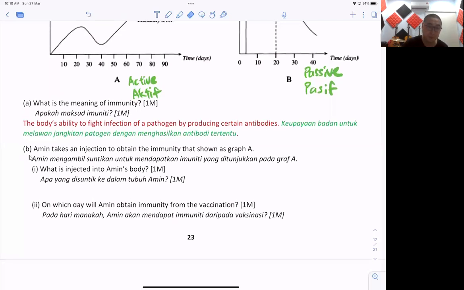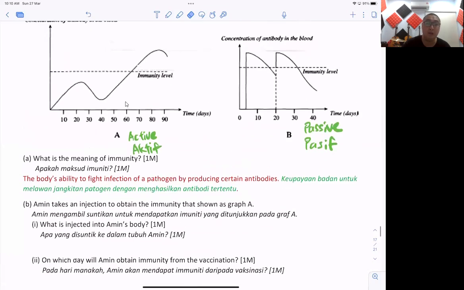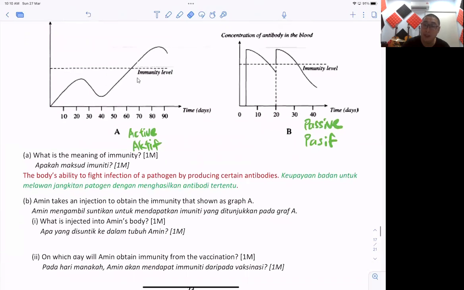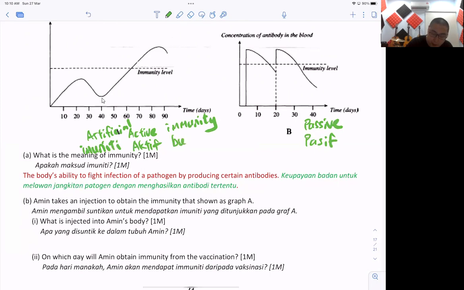Now B. Amin takes an injection to obtain immunity shown in graph A. What is injected into Amin's body? This one is active, right? So again, we need to ask the question: natural or artificial? Again, you see here it only goes up a bit, so you put the second one. So this one will be your artificial active immunity, or in BM, immuniti aktif buatan.